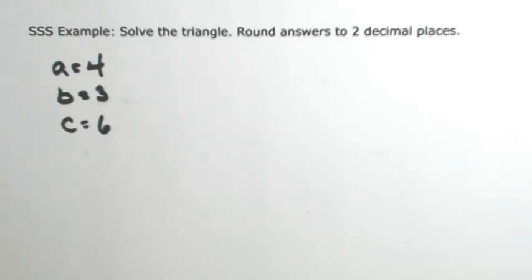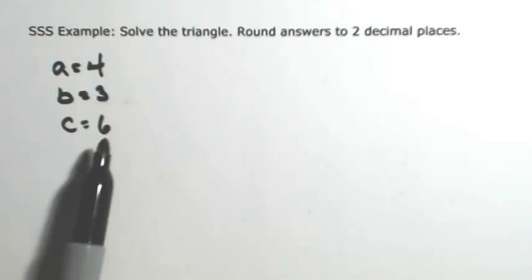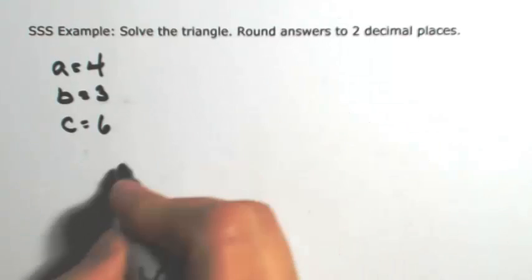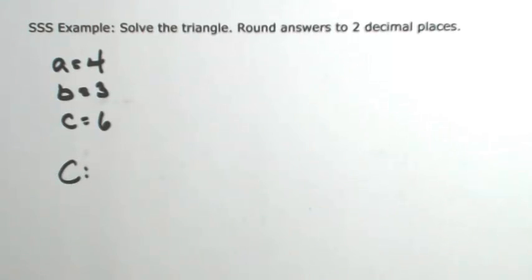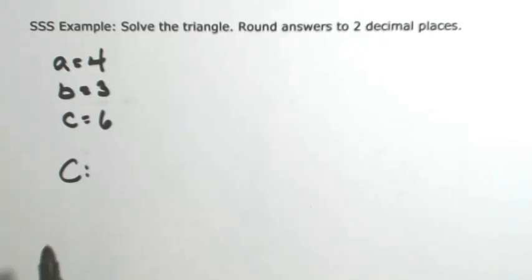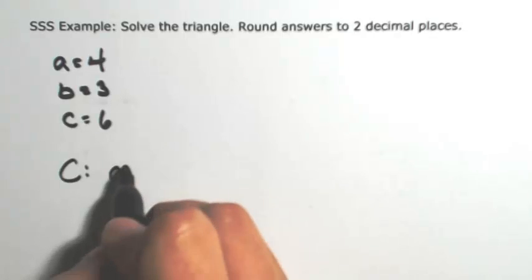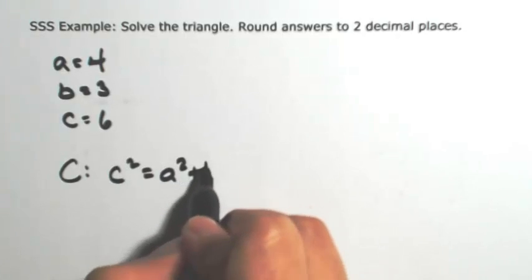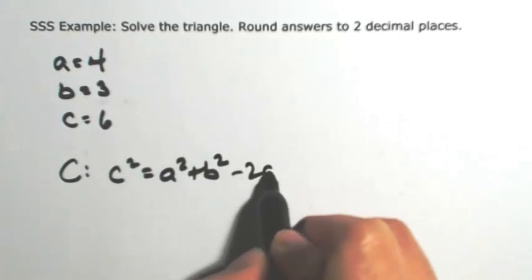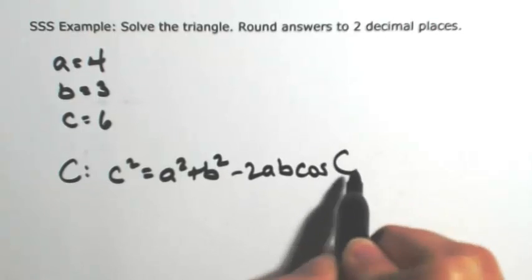Doesn't matter which one you solve for. Maybe I'll start by solving for the larger side, so I'll solve for angle C. Really no rhyme or reason, I just picked that one. So for angle C, we're going to use the one involving side C. So C squared equals A squared plus B squared minus 2AB cosine of angle C.